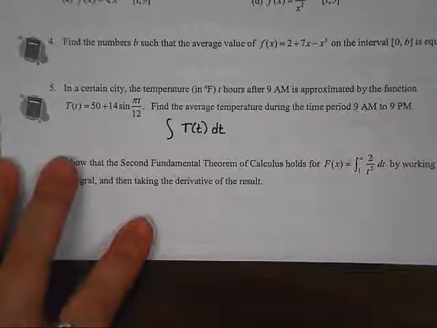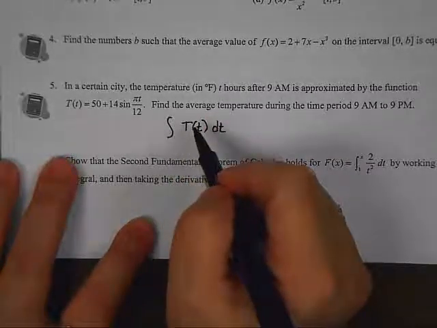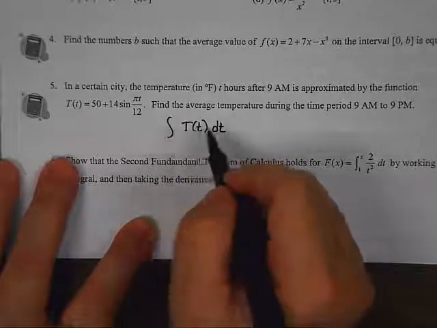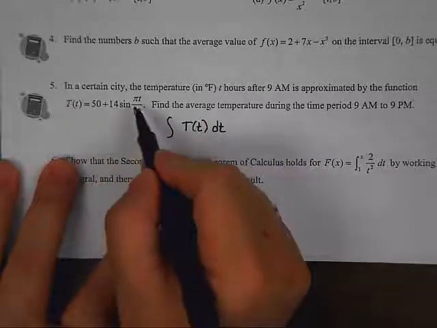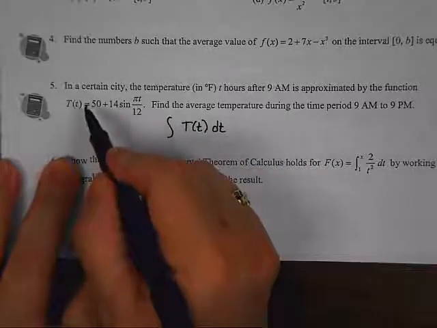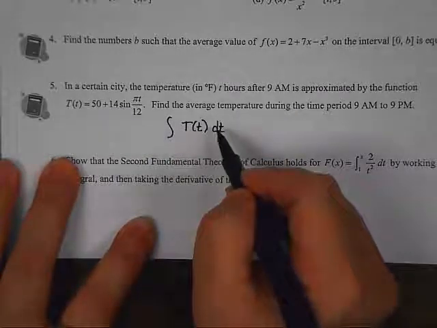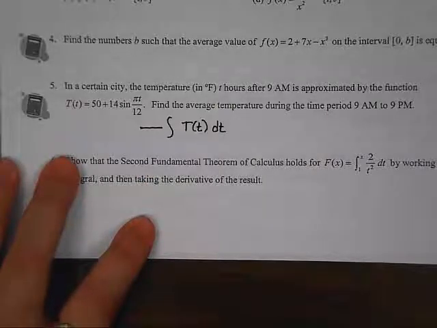Now, since we're doing this in the calculator, let's talk about what the AP wants you to write down. We're not going to type in T of t dt. We're going to type in a Y1. But they want it written in terms of the problem. You also do not need to recopy this function because they already define it to be T of t. So you can just write integral of T of t dt, but there's supposed to be a fraction out front of 1 over b minus a. What is a and what is b?